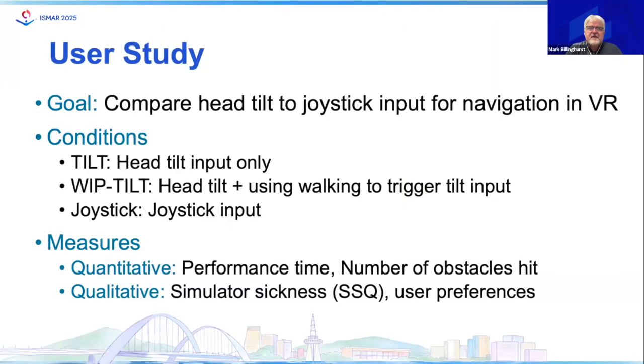Okay. So they had really 3 conditions. They wanted to compare the head tilt to using a real joystick. So they had head tilt only, and then they had walk in place and head tilt, so as you walked and tilted, you moved, and then they had the joystick only. They wanted to compare those 3 conditions and look at the performance time and also how many obstacles you hit while you're walking around. So those are the quantitative measures. The qualitative measures were the simulated sickness. You're in VR, you probably get sick, and also user preferences.